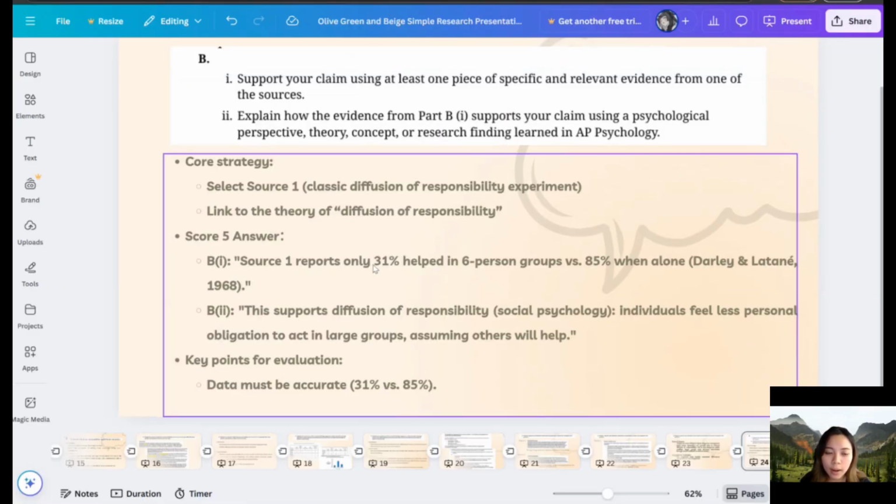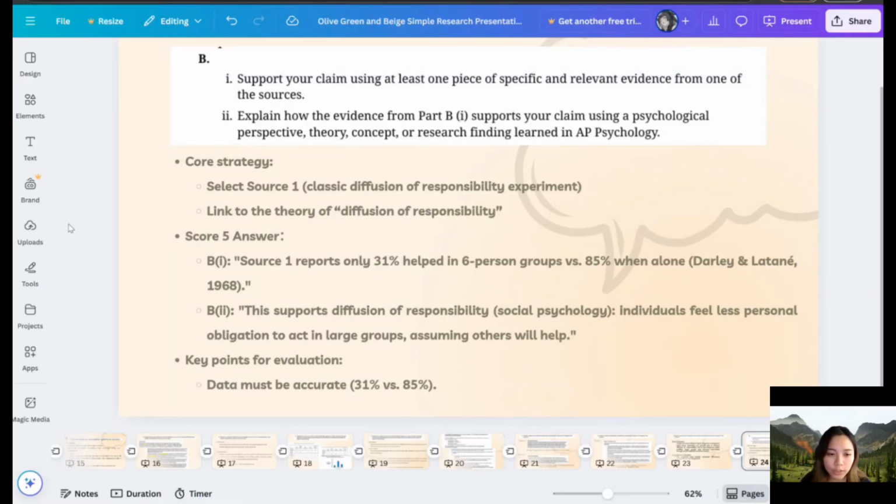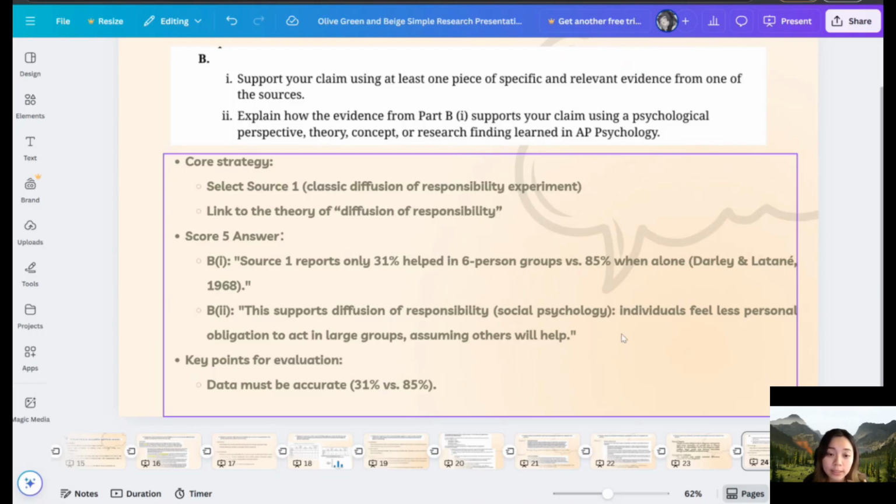And the second part of question B, this supports diffusion of responsibility, the psychology term. Individuals feel less personal obligation to act in large groups, assuming others will help. The second part is basically explaining what the diffusion of responsibility is in that situation.